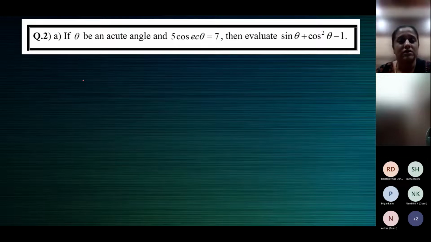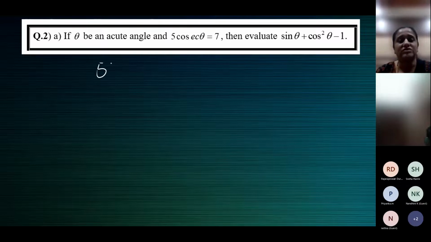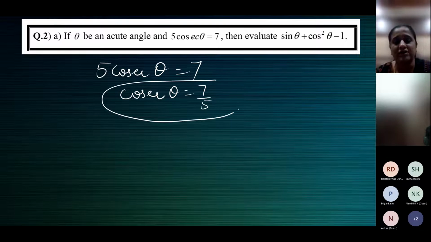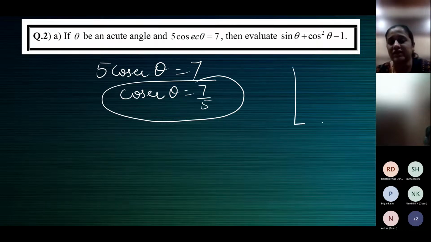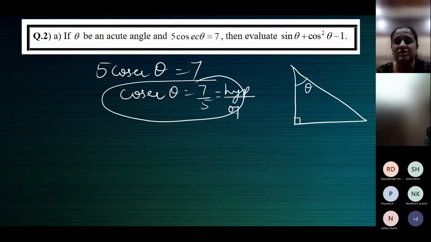In the next one, we were given that 5 cosecant theta is equal to 7. So we need to work this. Cosecant theta is equal to 7 by 5. And I've told you that when you have the value of one trigonometric ratio, you can find the values of the other trigonometric ratios very easily using a right triangle. So just mark off any one angle as theta. And what is cosecant theta? Cosecant is hypotenuse by opposite. So 7 you should take for the hypotenuse, and opposite of theta is 5. Find the side using Pythagoras theorem.